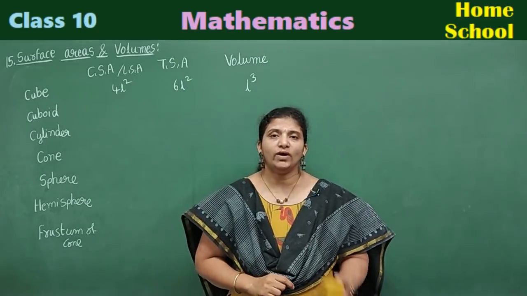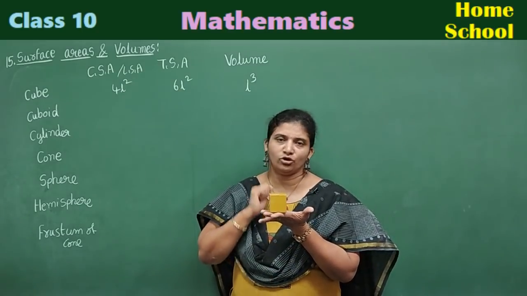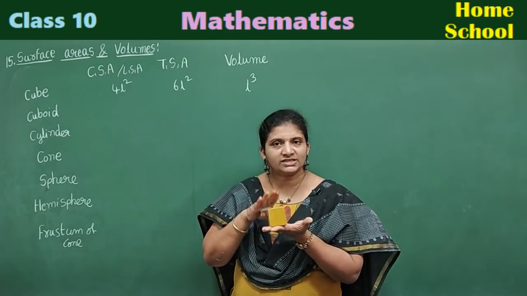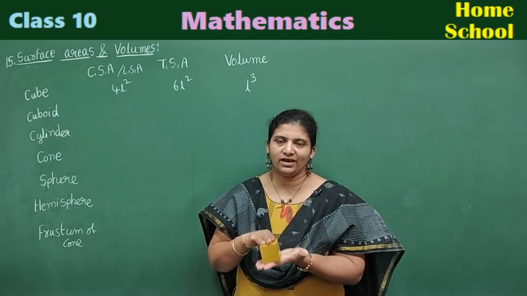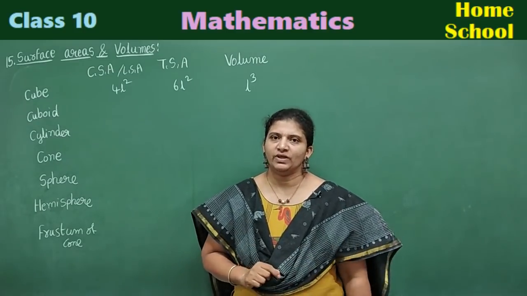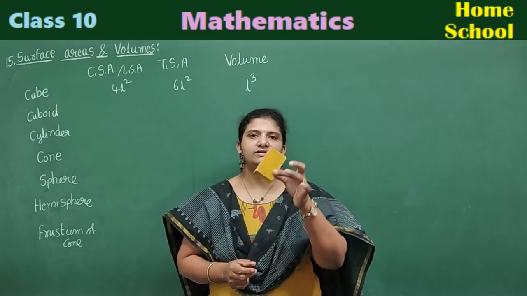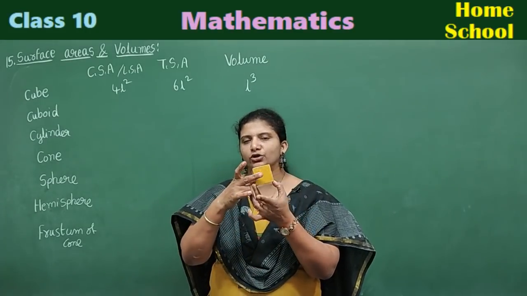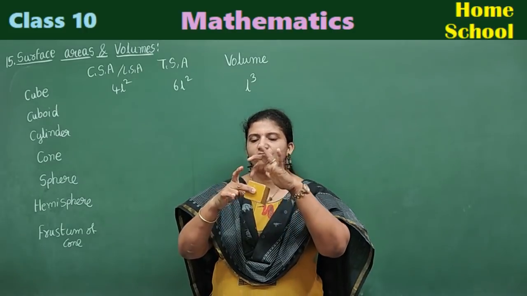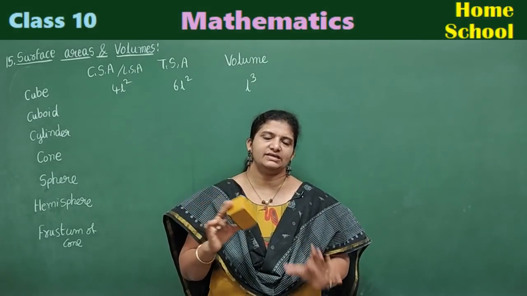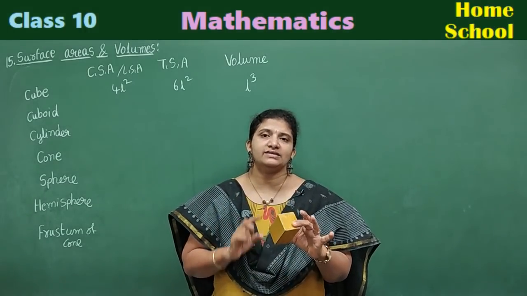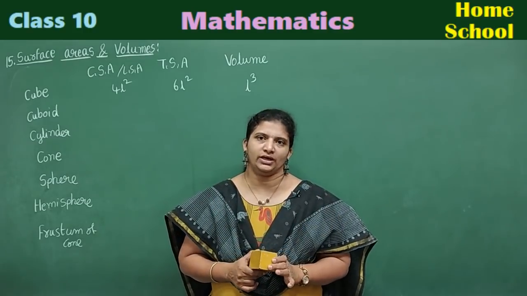Let's see once again. What is the lateral surface area of a cube? 4L square. Total surface area 6L square. Volume L cube. Next solid. Coming to your next solid, it is cuboid. This is a cuboid. You can see here 2 square faces and 4 rectangular faces. And I say this as lateral surface area only.